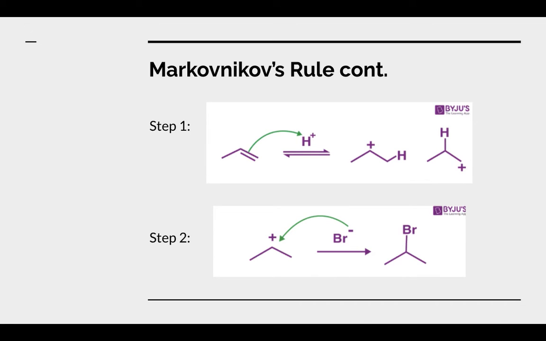And just for extra knowledge, the tertiary and secondary carbocations are the most stable. And then step 2, we see that the halide ion nucleophile is attacking the carbocation. This reaction yields the alkyl halide, and since the formation of the secondary carbocation is preferred, the major product of the reaction in this image would be 2-bromopropane.